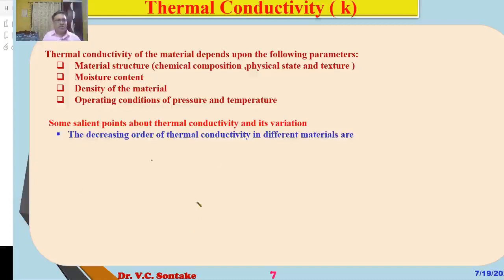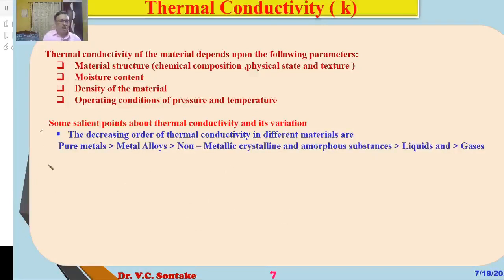The decreasing order of thermal conductivity in different materials is as follows. Pure metals will have highest thermal conductivity, then metal alloys, non-metallic crystalline and amorphous substances. Exceptions are diamond, graphite, silicon carbide and quartz. Then liquids and least value for gases.